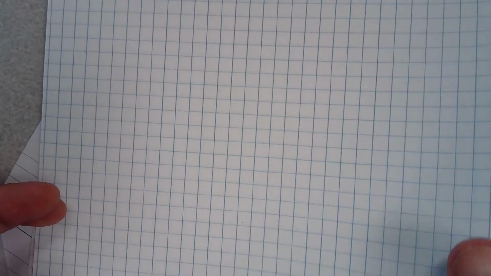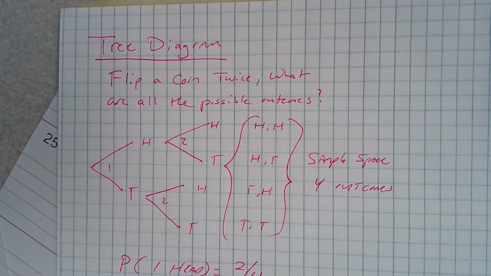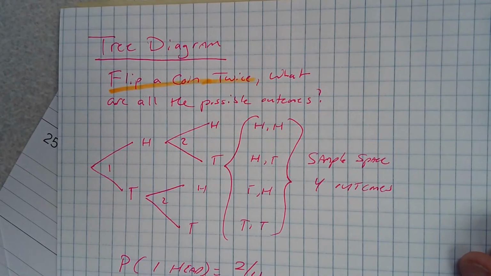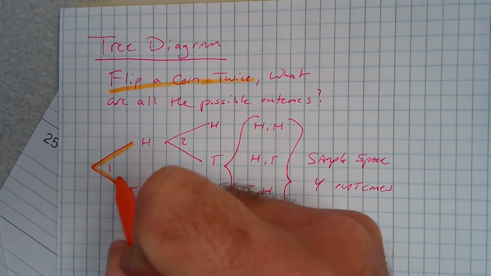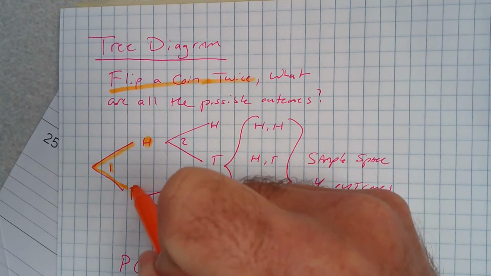Now, the second thing that we want to look at is what's called the tree diagram. In a tree diagram, what it does is it shows you all of the possible outcomes. You're doing an experiment. The experiment that we're talking about is flipping a coin twice. What are all the possible outcomes? The reason why we call this a tree diagram is because the first time I flip this coin, I know I'm either going to get a head or I'm going to get a tail.